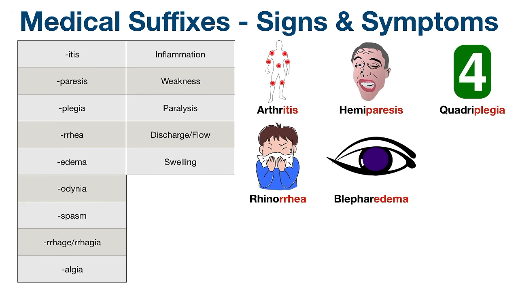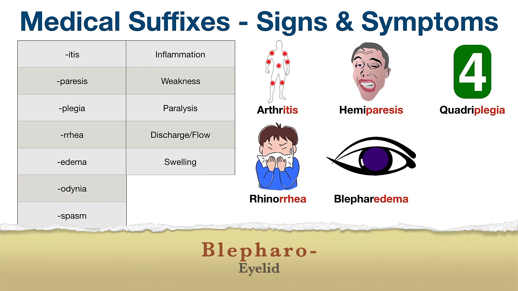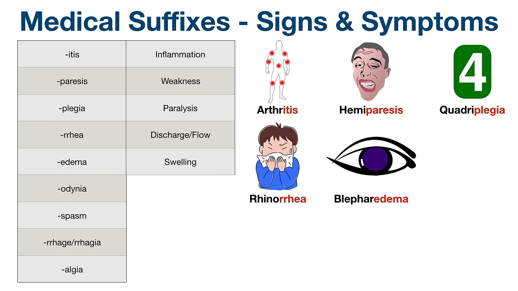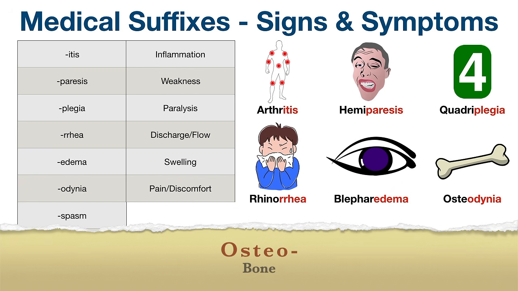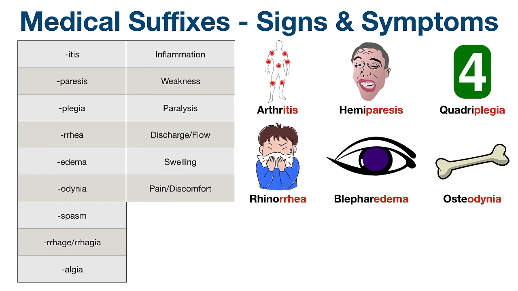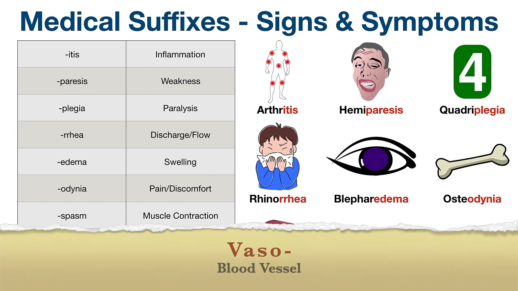Next is edema, which is swelling or the accumulation of fluid. An example is blepharodema, and we know from the root video that blepharo refers to the eyelid. So blepharodema is swelling of the eyelid. The next one is odynia, which means pain or discomfort. For example, osteodynia is pain in a bone, with osteo meaning bone as we learned before. Next we have spasm, which refers to sudden muscle contraction. You can think of vasospasm, which is sudden constriction of a blood vessel, which makes sense because vaso relates to a blood vessel.